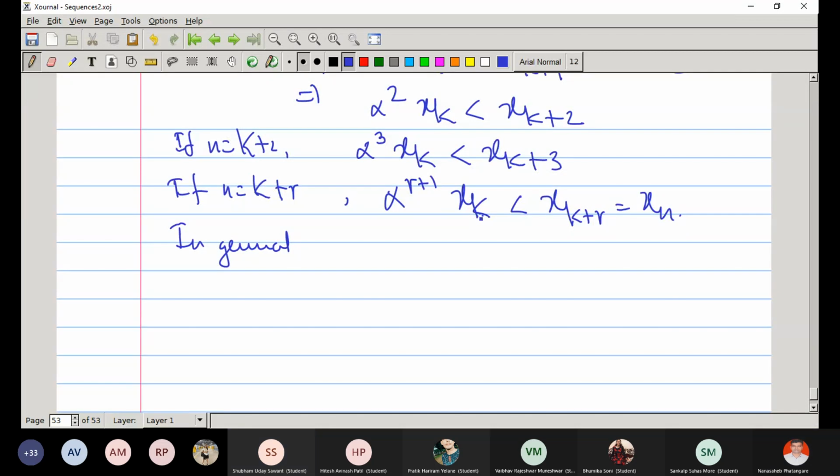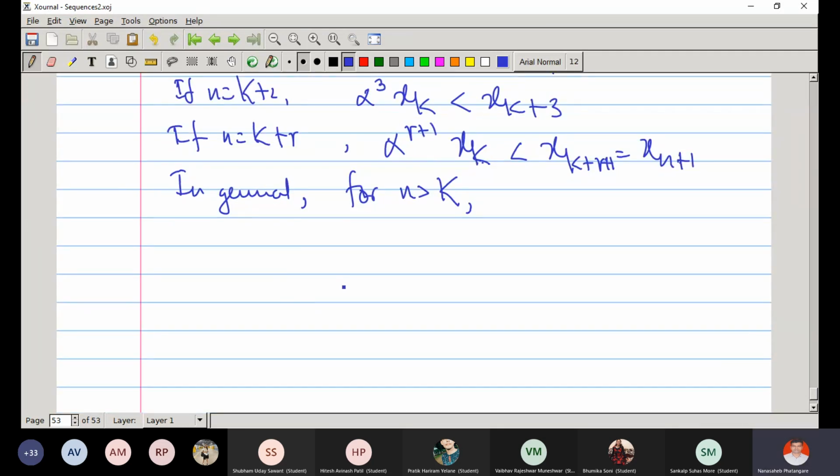So it is x_k on the right hand side, r plus 1, right? So then it is n plus 1, right? In general, for n greater than k, suppose I am choosing any n greater than k, I have these previous inequalities. In general, for any n, if I start with x_{n+1}, it is greater than alpha times x_n. It is greater than alpha square times x_{n-1}.